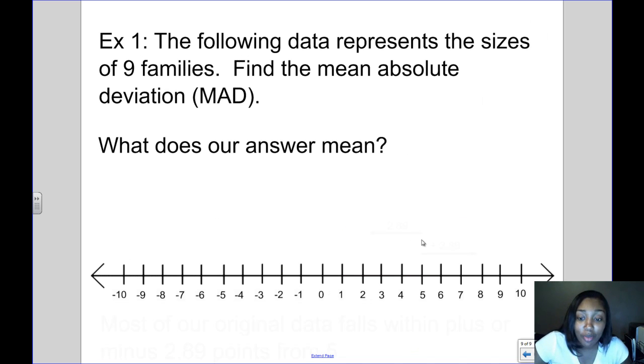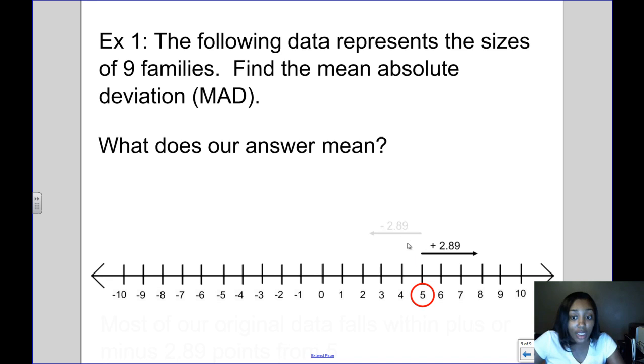So what does our answer mean? So 5 here represents the mean. That is our fixed value. So we would say, based on the data that we have, that the average family has about 5 people in it. So then the absolute deviation would be that most of the data points are either plus 2.89, so that would put us between 5 and 7.89, or basically between 5 and 8, or it's a minus 2.89, which will put us anywhere between 5 and a little over 2.